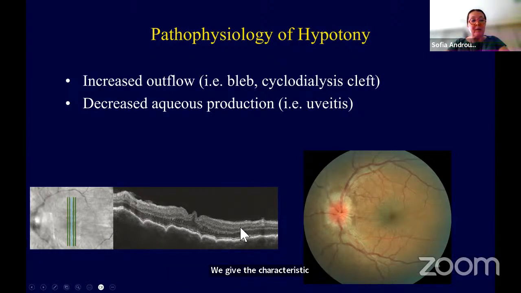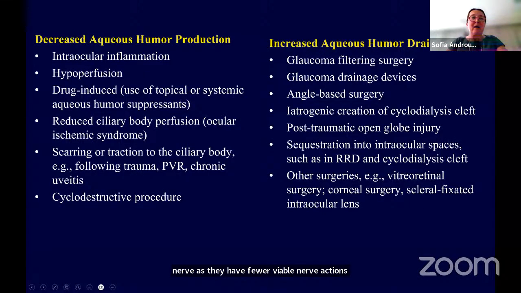The anteroposterior diameter of the eye shortens, and this is manifest as a hyperopic shift. Anterior bowing of the lamina cribrosa in the optic nerve leads to restricted axoplasmic flow, causing disc swelling in the acute phase. Patients with advanced optic nerve disease may not show optic nerve edema as they have fewer viable nerve axons. These are the listed causes of a decreased aqueous humor production or increased aqueous humor drainage.